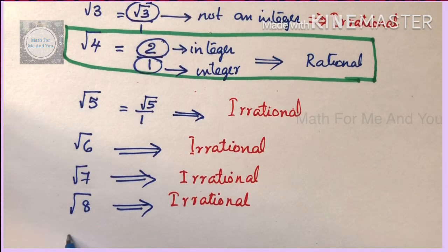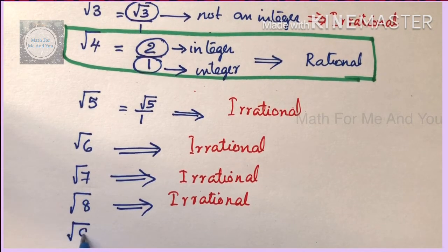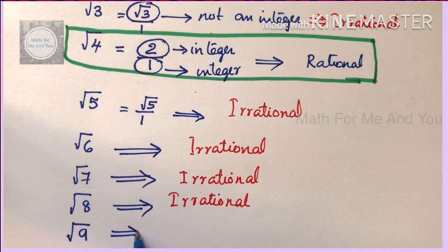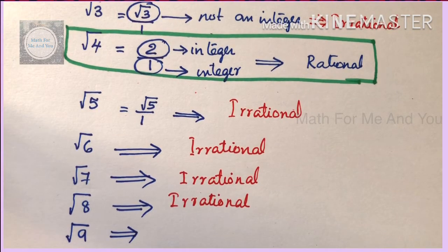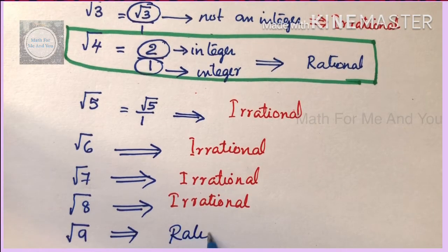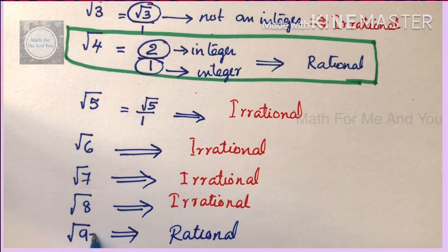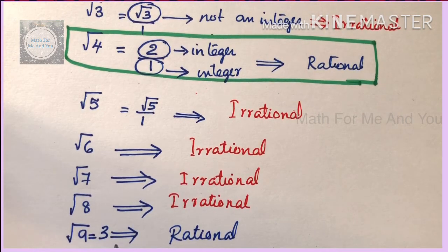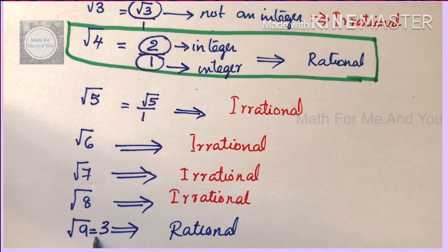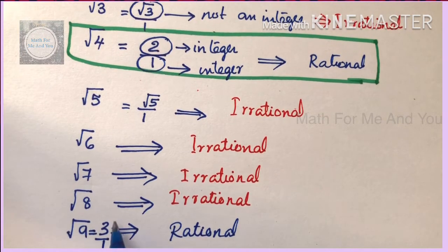Next one, root 9. What's your opinion? Is it rational or irrational? Root 9, we can take the square root, so we can write it as an integer, numerator and denominator. That means root 9 is a rational number, because the root of 9 is 3. 3 is an integer, 3 by 1, in p by q form. That shows root 9 is rational.